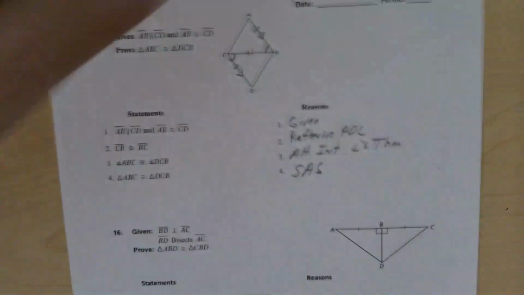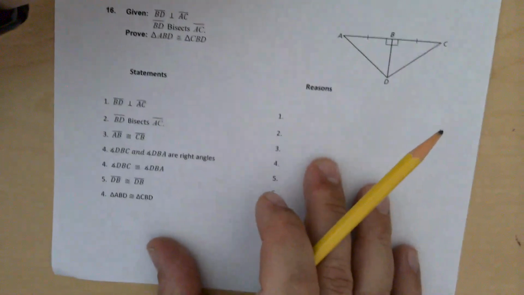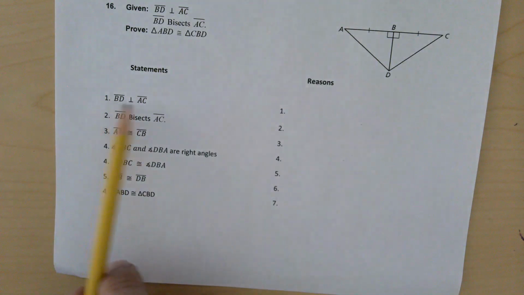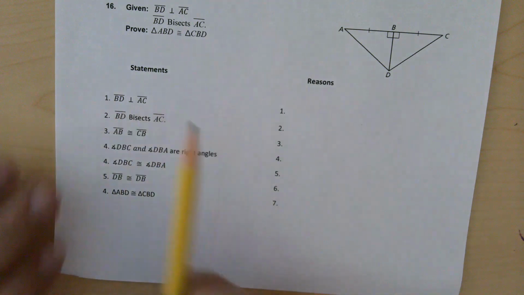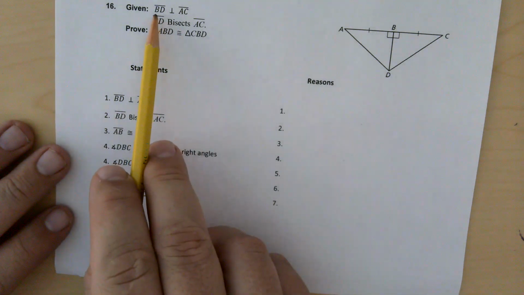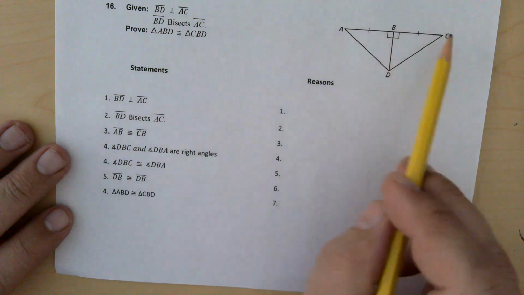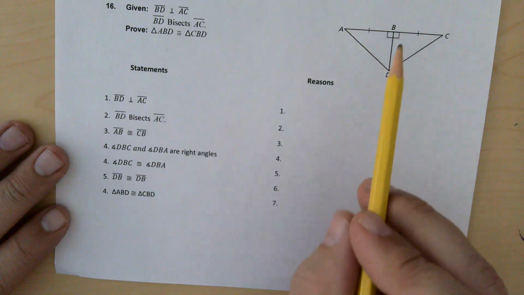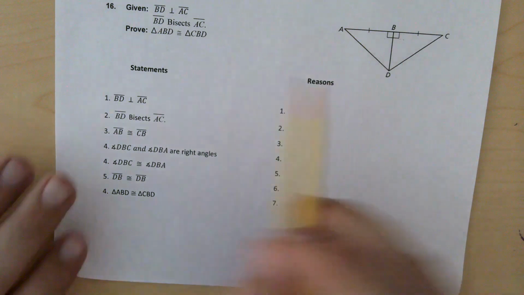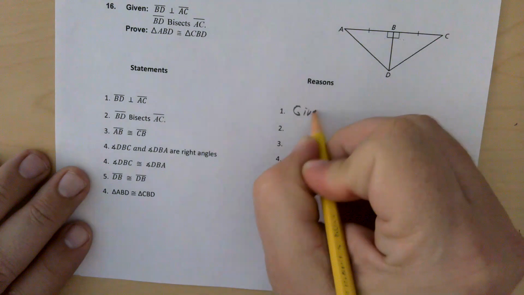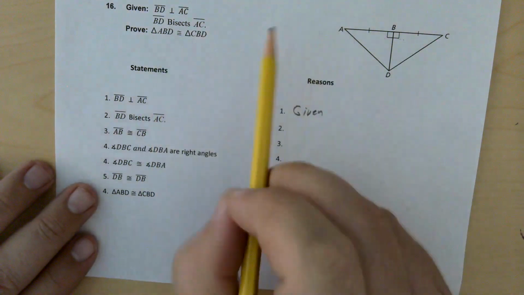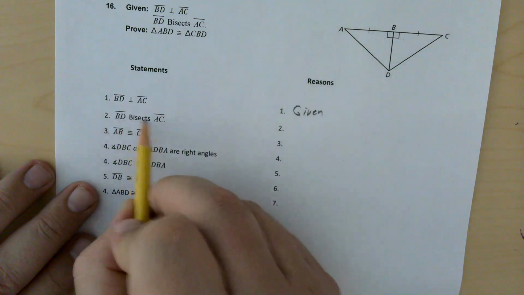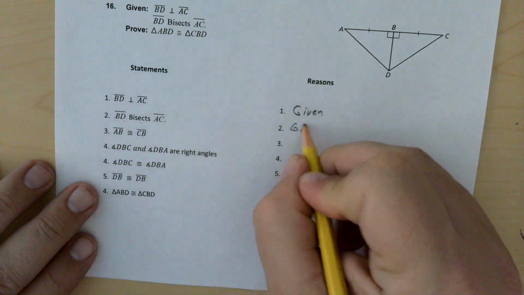Okay, so 16 is going to be very similar. A couple more steps though, because I tell you that we're dealing with perpendicular lines. So what's given is that we have BD is perpendicular to AC, and we'll know that perpendicular lines form right angles. So that's going to be a given. And then I also tell you that it bisects AC. So BD bisects AC. So that's given.